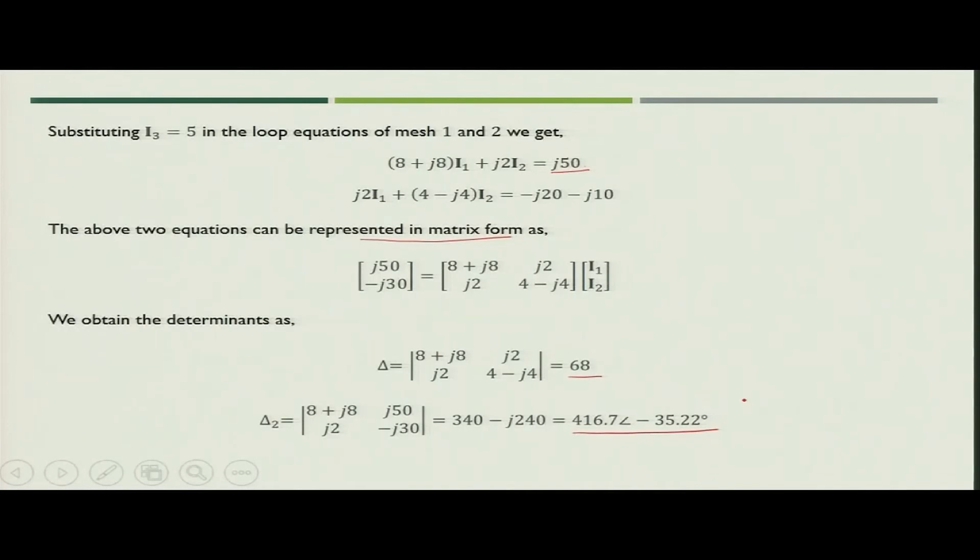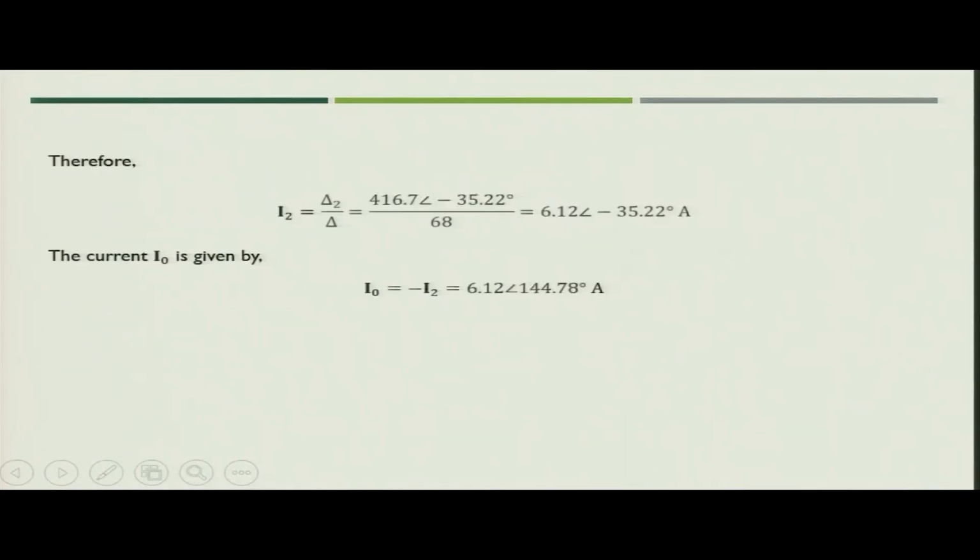Now, let us try to find the value of current I2. So, I2 will be equal to delta 2 divided by delta. Now, put the value of delta 2 as 416.7 angle minus 35.22 degree divided by delta, which is 68.